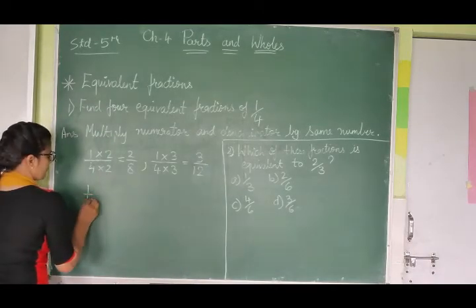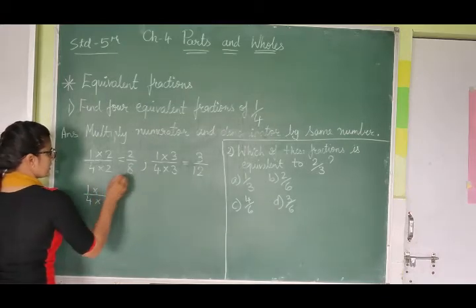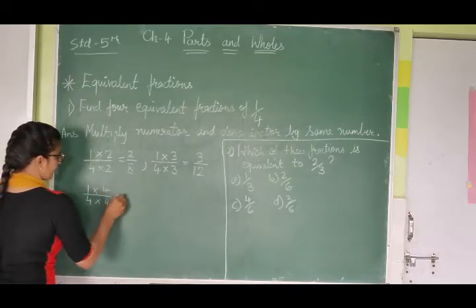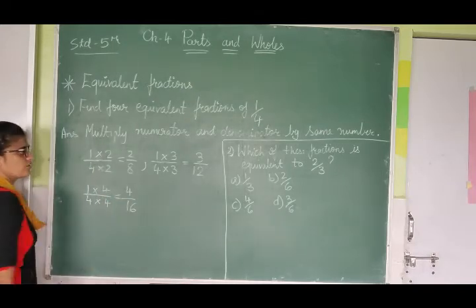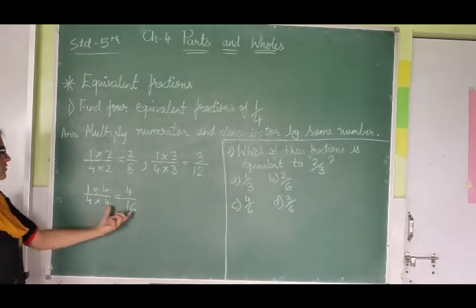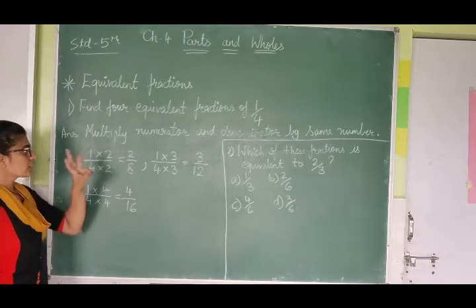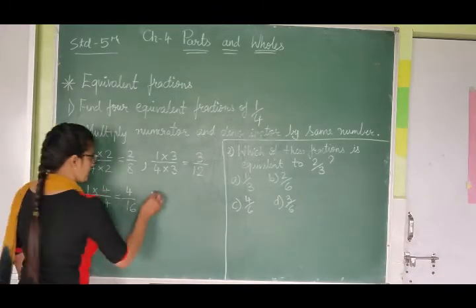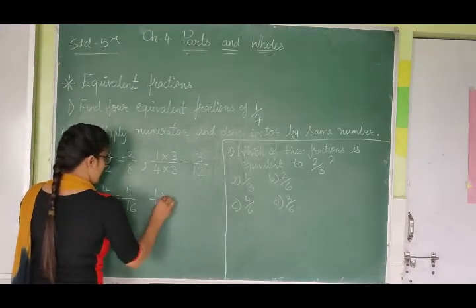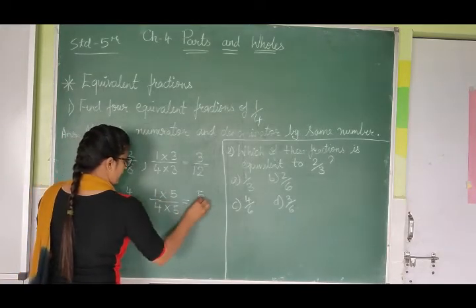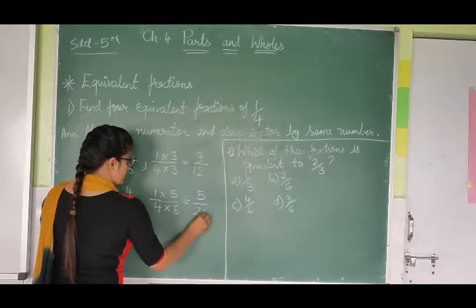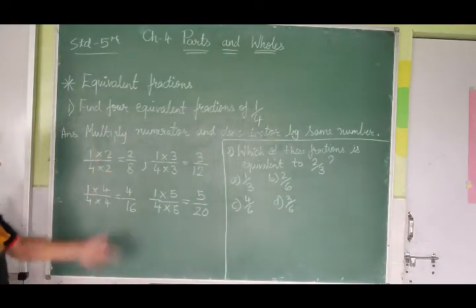Now another, 1 by 4, we will multiply both numerator and denominator by 4. 1 4's are 4, 4 4's are 16. So 4 by 16 is also a third equivalent fraction. Now 1 by 4 multiply by 5. So 1 5's are 5, 4 5's are 20. So 5 by 20 is also an equivalent fraction.